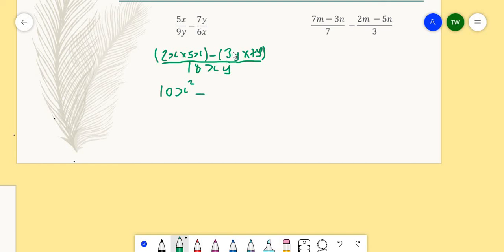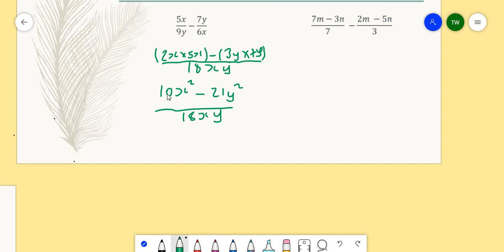So we're going to multiply 3y times 7y. So 3 times 7, that's 21. And y times y, that's just y squared. And all of this should be placed over our common denominator, which is 18xy.